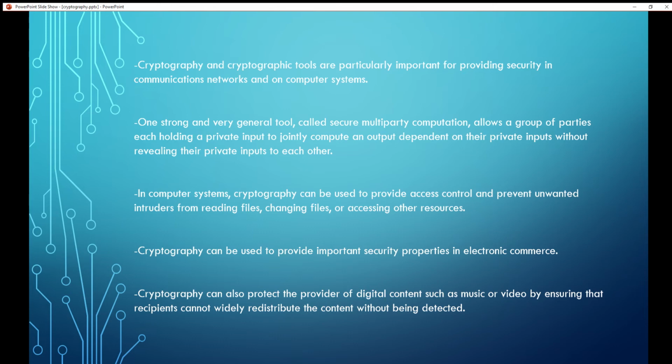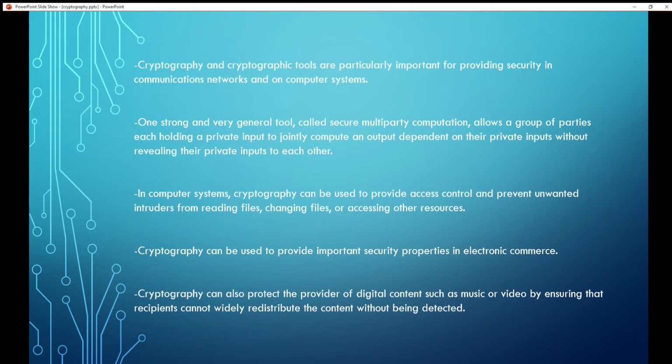In computer systems, cryptography can be used to provide access control and prevent unwanted intruders from reading files, changing files, or accessing other resources. Cryptography can be used to provide important security properties in electronic commerce. A now familiar example is the use of cryptography to authenticate a merchant and encrypt a credit card number when buying goods over the World Wide Web.